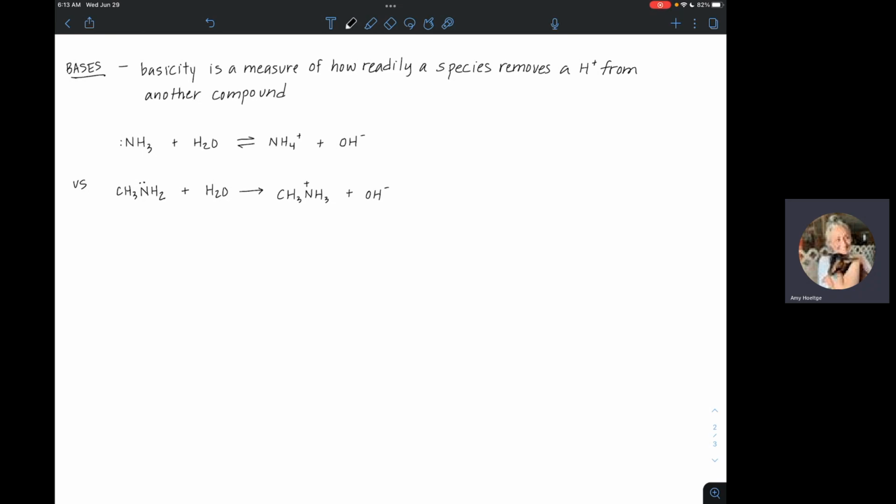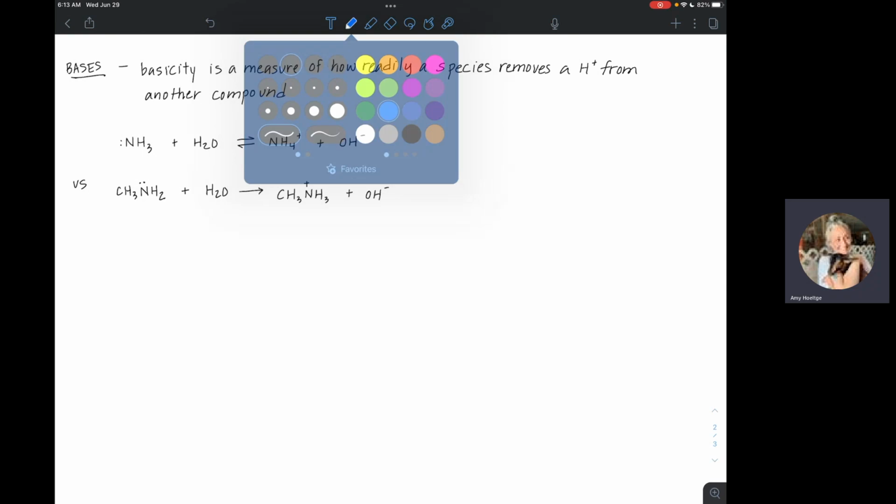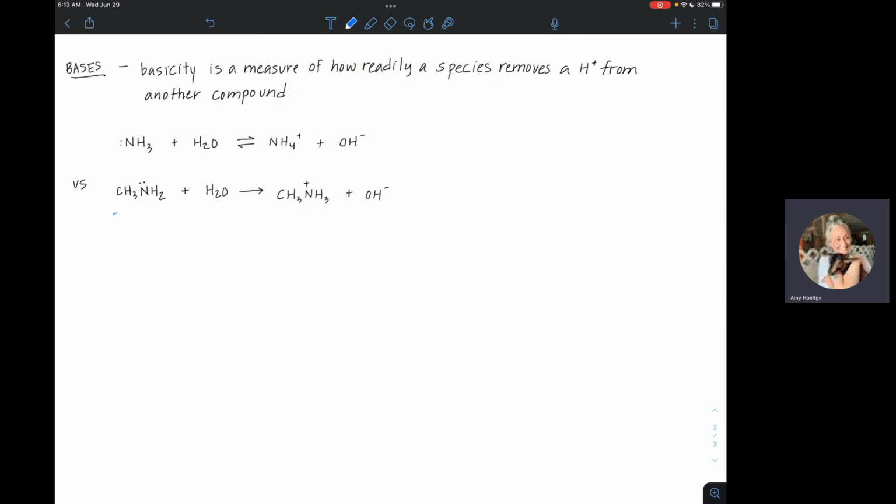So now which one is the stronger base? Well, I've indicated to you that methylamine is the stronger base by just showing you these different arrows. But how did I know that? In what molecule, ammonia or methylamine, are those non-bonded electrons more localized on the nitrogen, or in other words, more available to be used to take a hydrogen off of the water molecule?